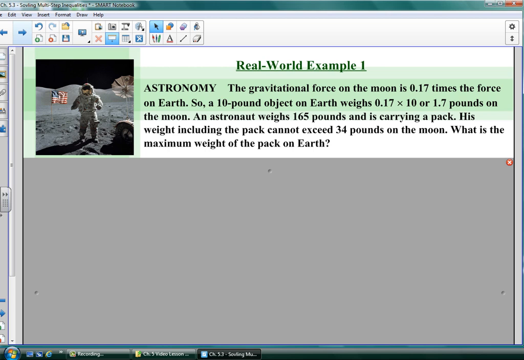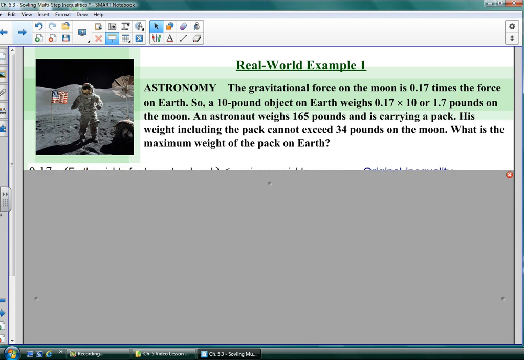If an astronaut weighs 165 pounds and is carrying a pack, his weight including the pack cannot exceed 34 pounds on the moon. This is a real-life type of problem. If you're going to the moon, you need to blast off and get there, and you need to carry everything that you're going with you. So what is the maximum weight of the pack on Earth? So let's look at that.